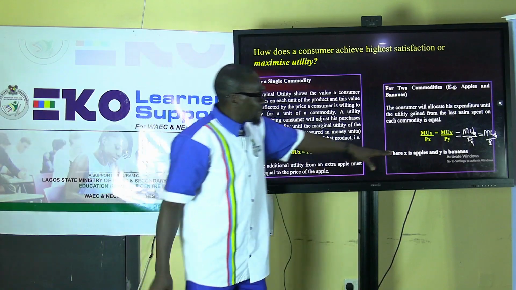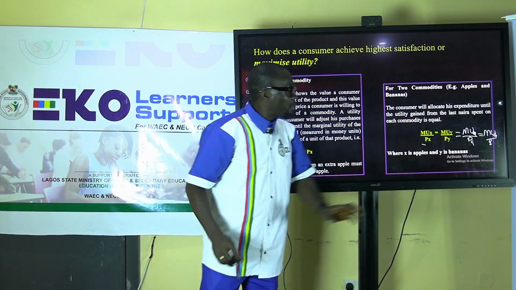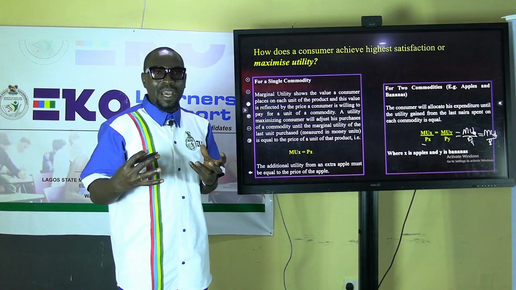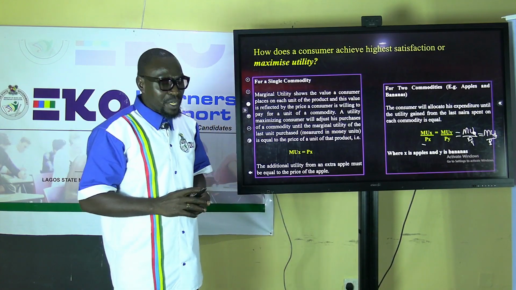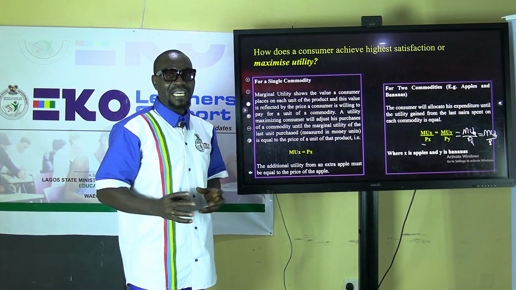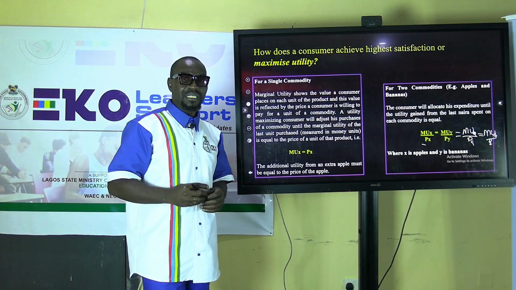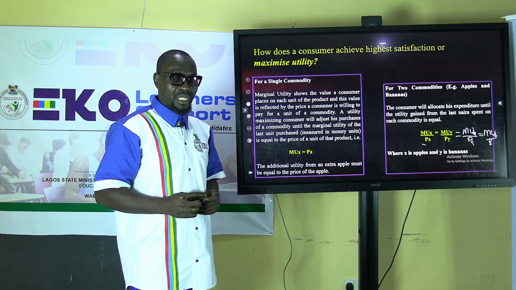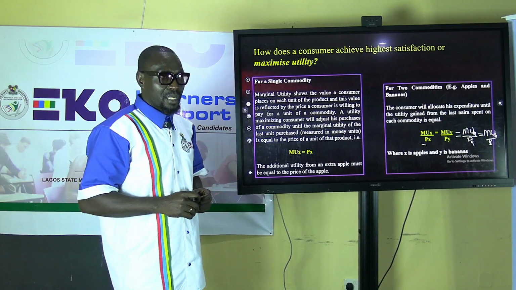Now, this relation is very, very important when we begin to look at consumer equilibrium in details, especially when we consider the cardinal approach, where utility is said to be measurable in concrete terms, utils.